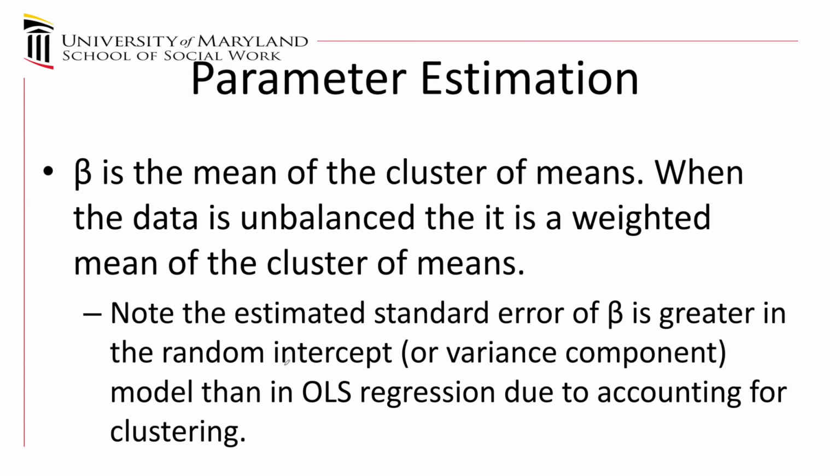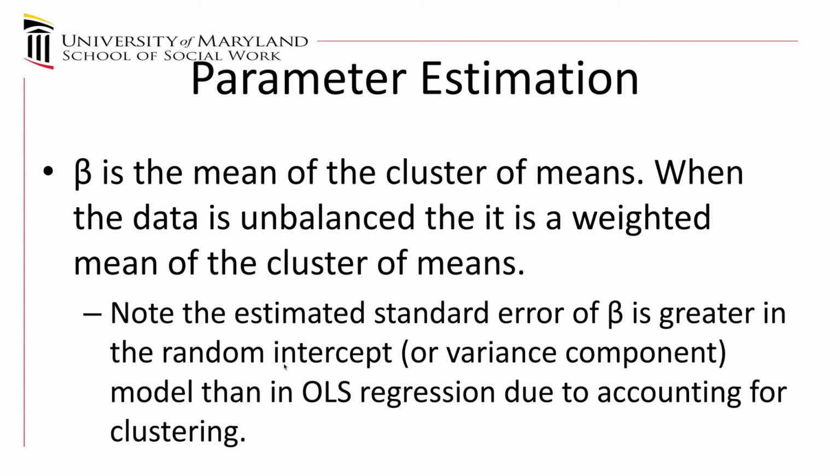Once we get to the place where we're now ready to do some parameter estimates and estimate various parameters, we start with the intercept, and so the beta is the mean of the cluster of means, as I mentioned before when we talked about the birth of the mother. It's actually the mean of the means of the zetas, right? Those are our means, and so it's the mean of the zetas, and in unbalanced cases they're weighted.